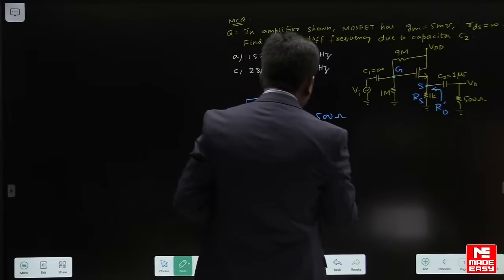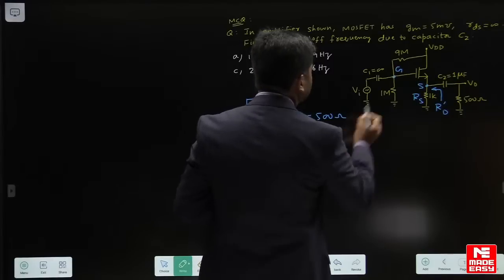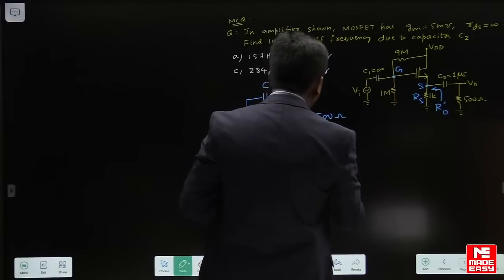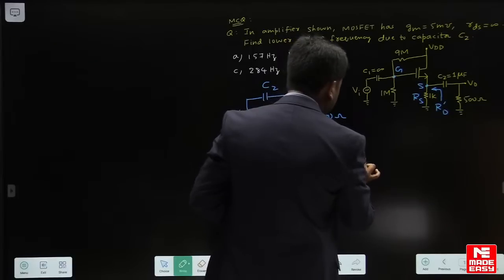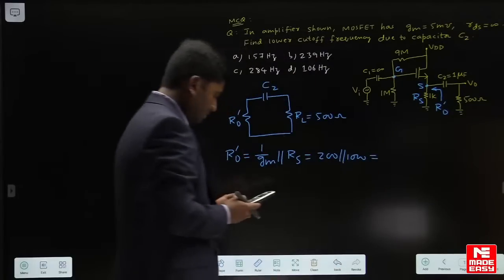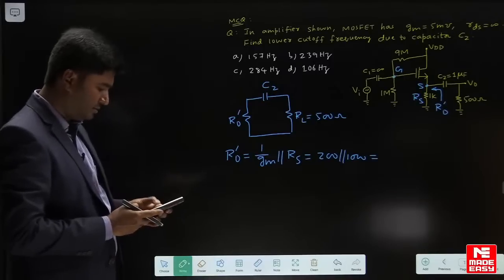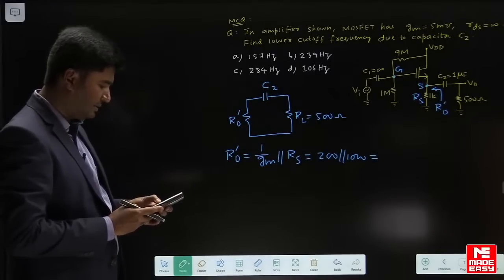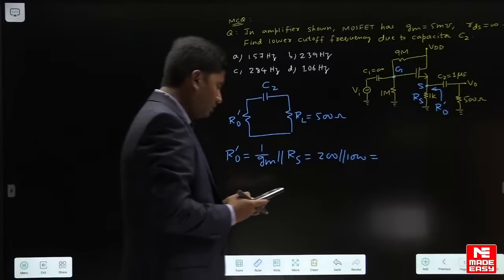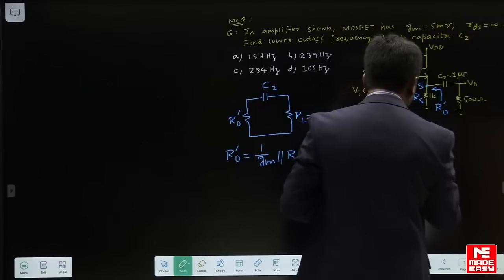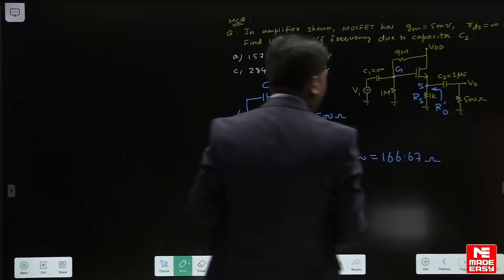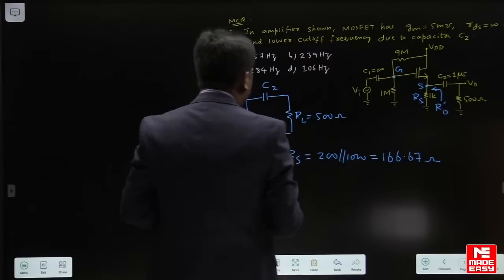It will be 1 upon Gm. How much? 1 upon Gm will become 200 ohms, in parallel to Rs, 1000 ohms. Okay, that 200 in parallel to 1000. You will get a value 500 by 3, that is like 166.67 ohms. And RL is 500 ohms.